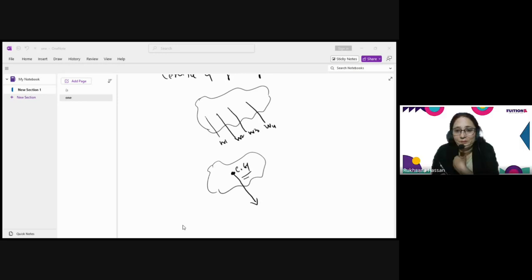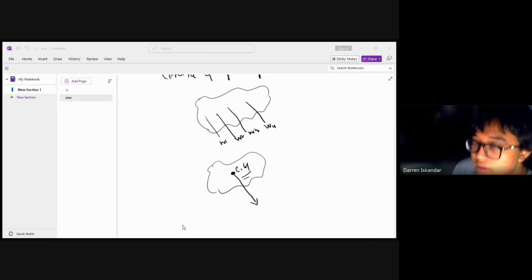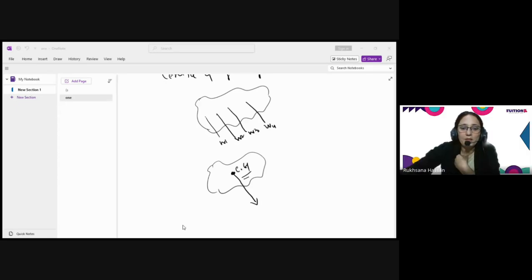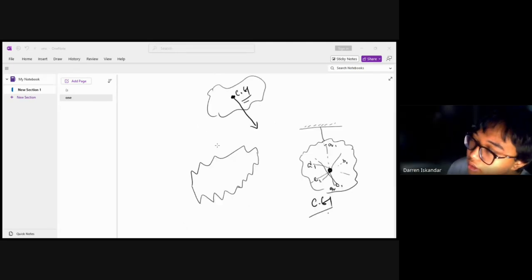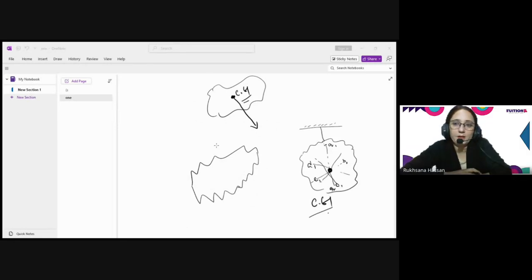Hope this is clear. Now tell me, what is Newton's first law of motion? A stationary object will remain stationary unless a force acts on it, unless or until it is compelled by some external force.